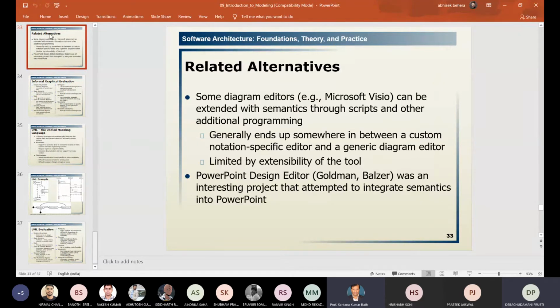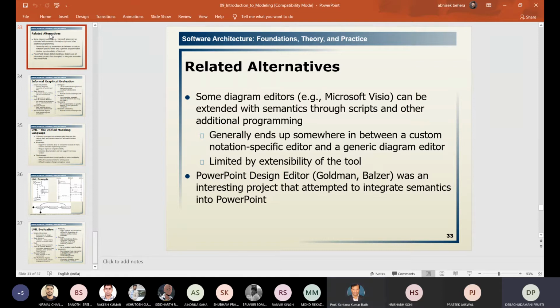Now, some related alternatives to the informal graphical evaluation. Previously, we talked about OmniGraffle and PowerPoint. Also, we have an alternative like Microsoft Visio. This can be extended with some semantic scripts and other additional programming. Generally, it ends up somewhere in between a custom notation-specific editor and a generic diagram editor. It is limited by the extensibility of the tool.